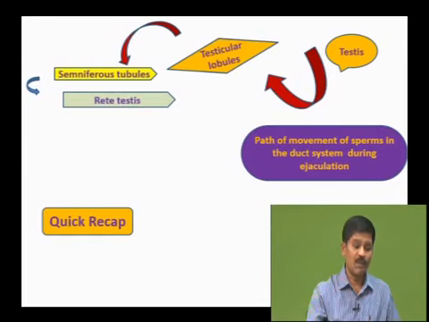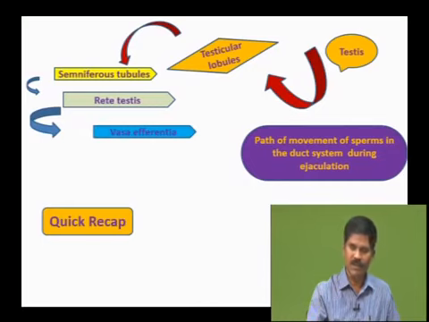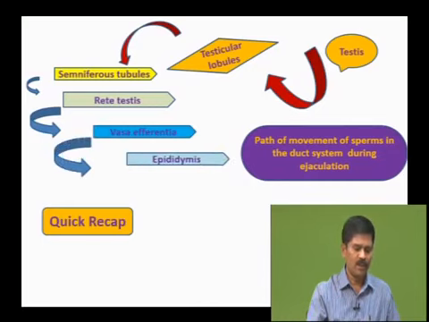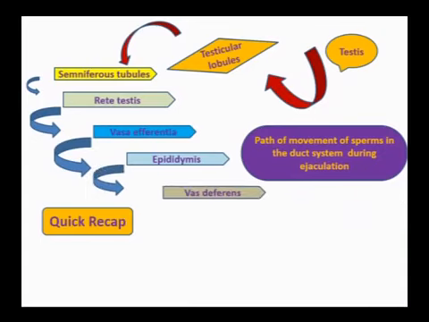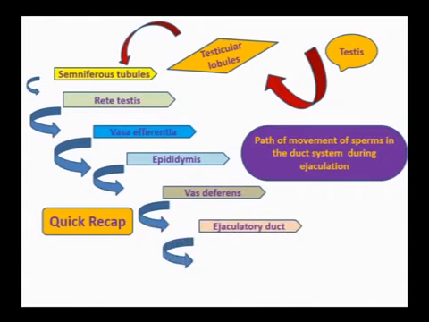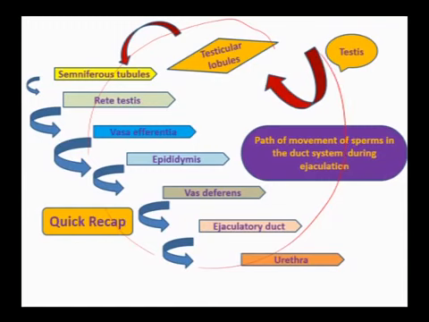Then sperms in the seminiferous tubules enter into the rete testis. From there they enter into the vasa efferentia. From the vasa efferentia they go to the epididymis. From the epididymis they go to the vas deferens, and from the vas deferens sperms enter into the ejaculatory duct, and you know that the ejaculatory duct passes through the middle of the urethra and finally opens at the tip of the penis during ejaculation at the time of sexual intercourse. So this is the diagram, and this is a representation showing the path of movements of sperms in the duct system, especially during ejaculation.